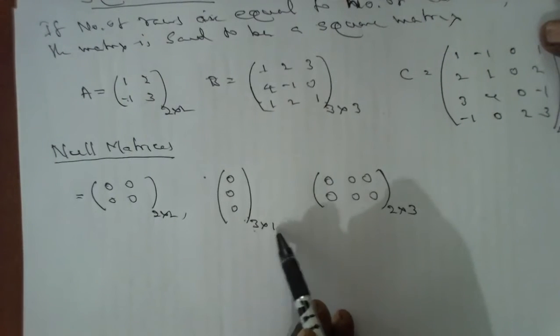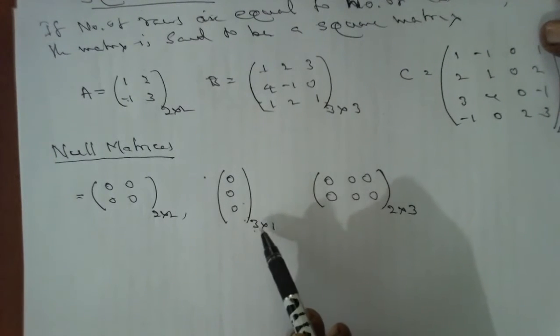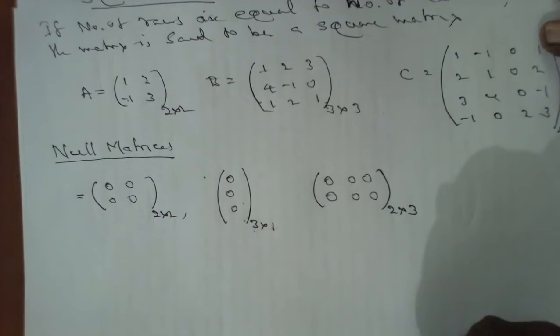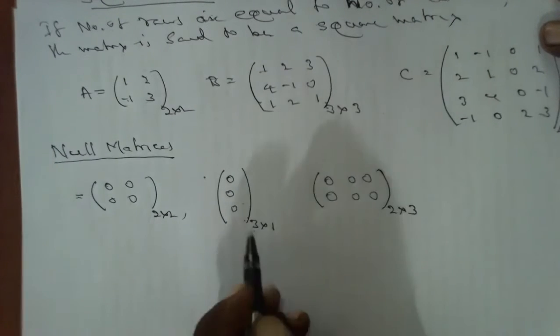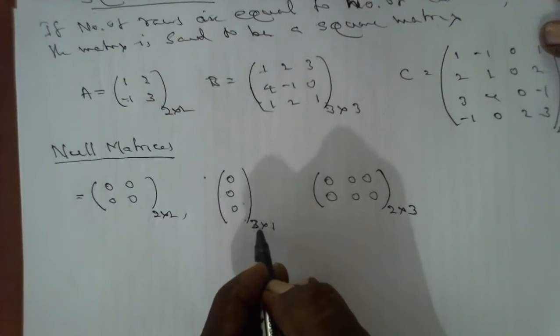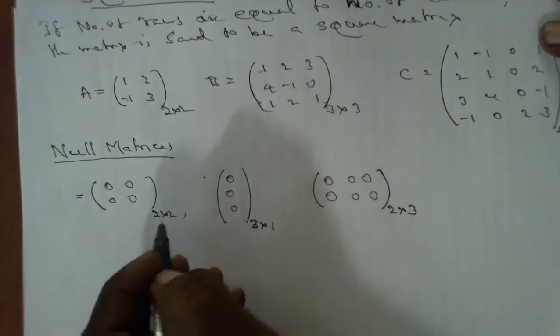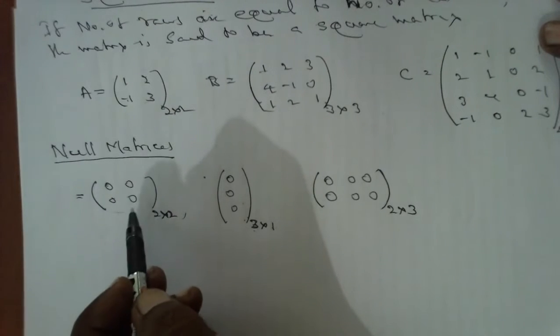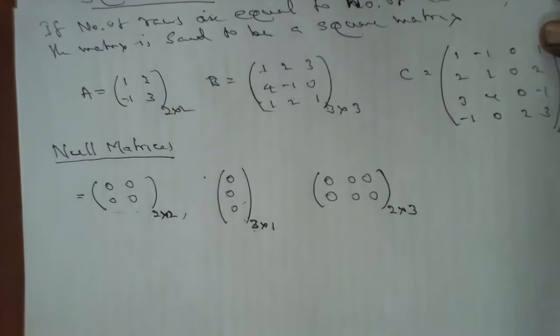You can't interchange. Instead of this one, you can't write 1 by 3. This is 3 by 1. You can't interchange these two. Sir, why is 2 by 2 a null matrix? No, sir, 2 into 2 is a null matrix. This is a null matrix, this is also a null matrix, this is also a null matrix, because all the elements are 0. Right? Okay.